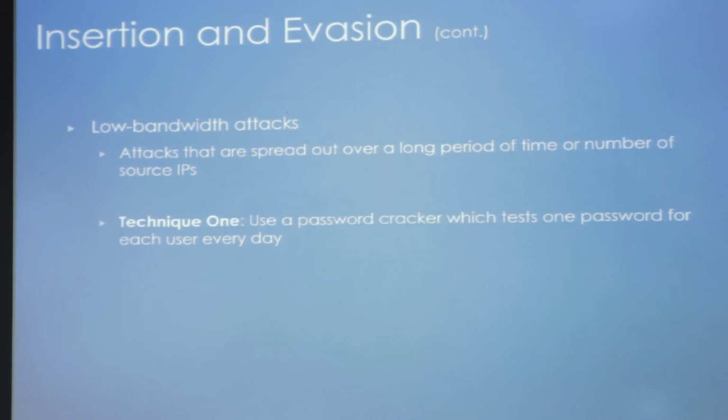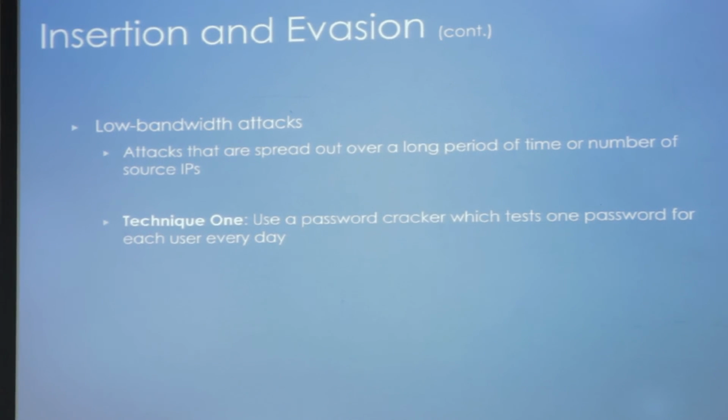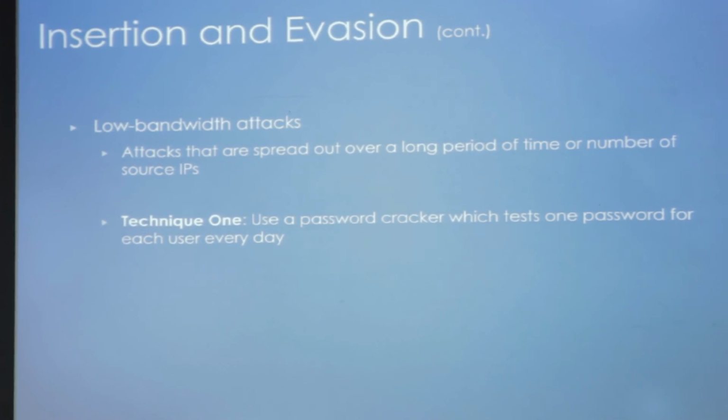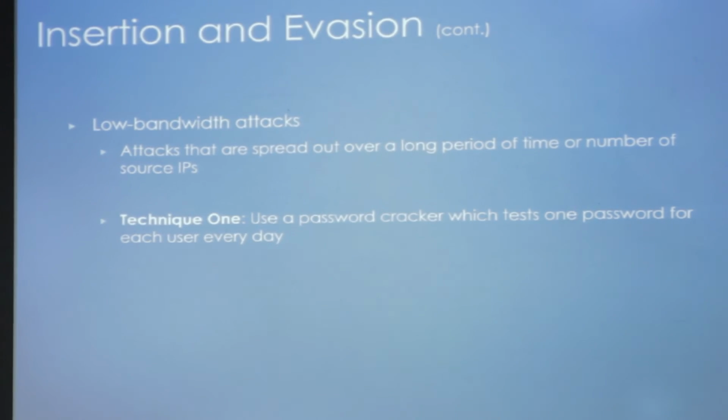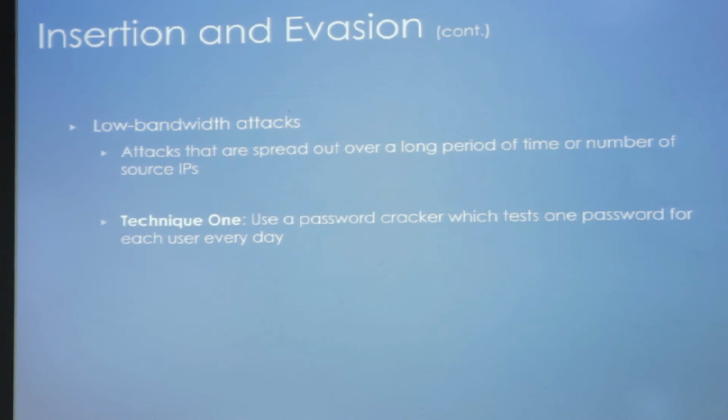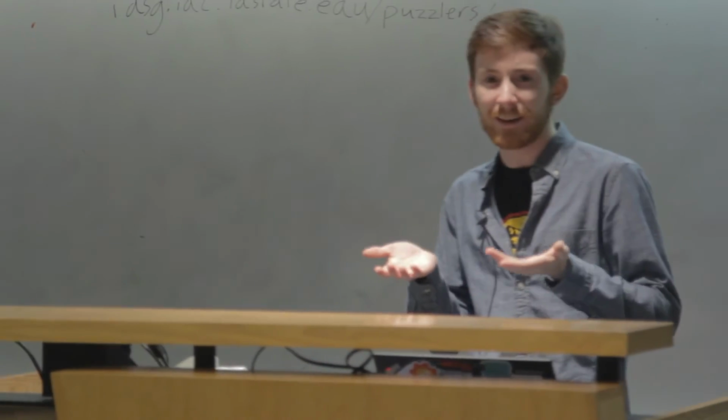Last of all, in the insertion and evasion part, low bandwidth attacks. So attacks that are spread out over a much longer period of time or over a number of source IPs. This would be very useful if you want to have a very long, even year-long campaign, even against a single target. So these can be very difficult to pick out against background traffic. It looks normal. It's an anomaly, but at the same time, it's not that common. It doesn't look like we're being attacked, so we shouldn't really worry about it. Only at the points where it's very, very long and very consistent.